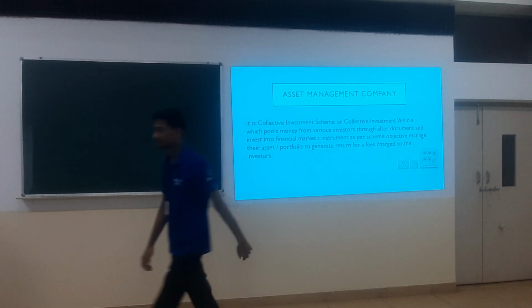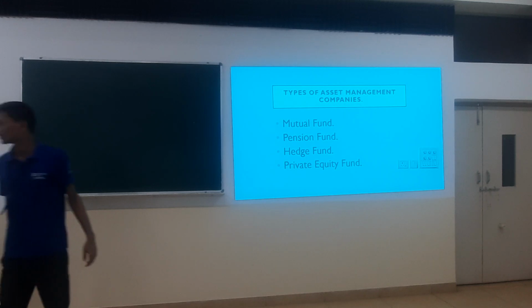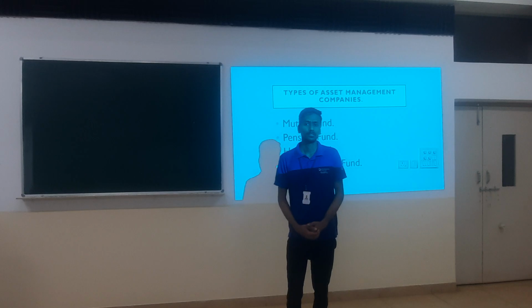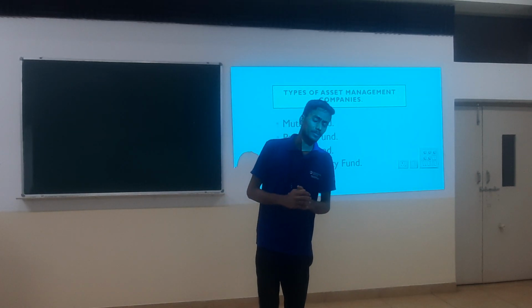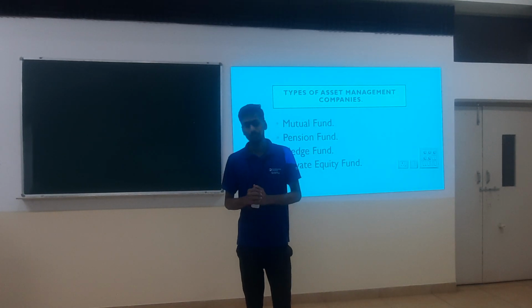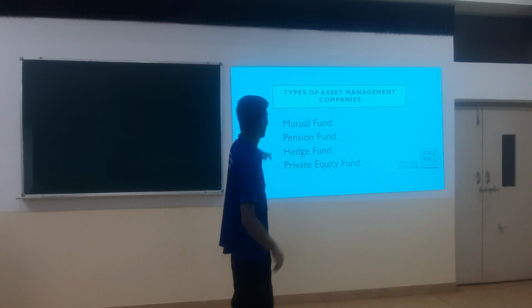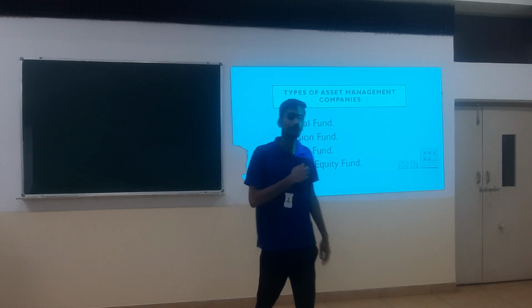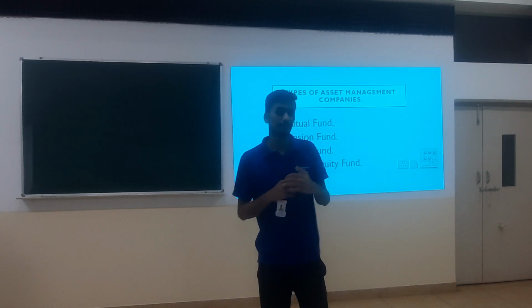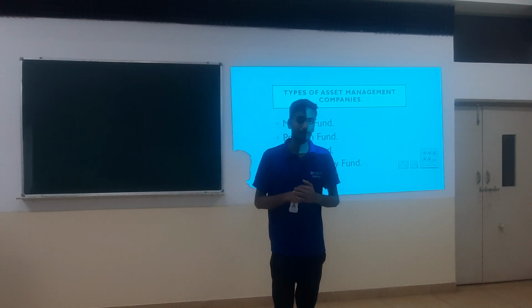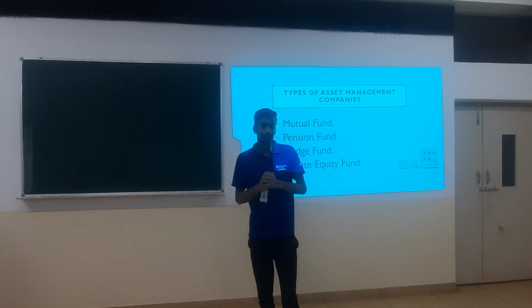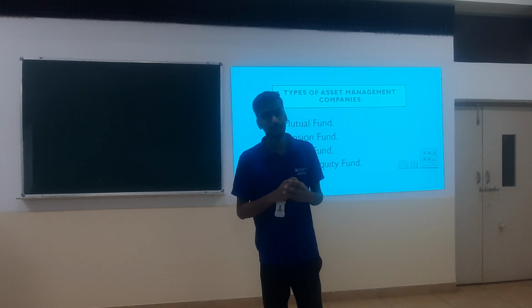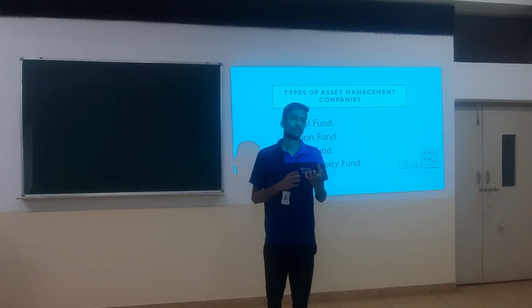Okay, friends. Next one. Coming to the types of asset management companies. The types of asset management companies we have to see. First one is a mutual fund, and pension fund, and hedge fund, and private equity funds. We have seen the different types of asset management company. We are going to focus on mutual funds and hedge funds, because mutual funds and hedge funds are the most important in the present situation.